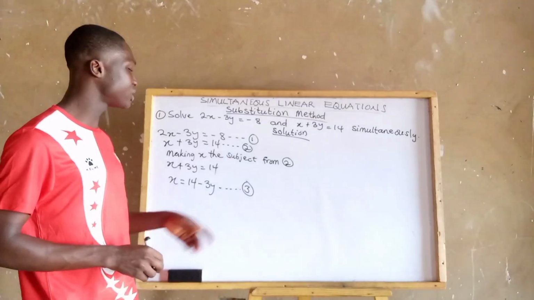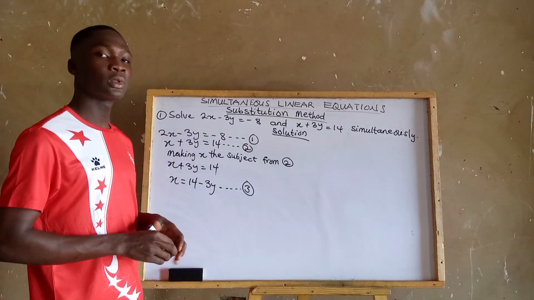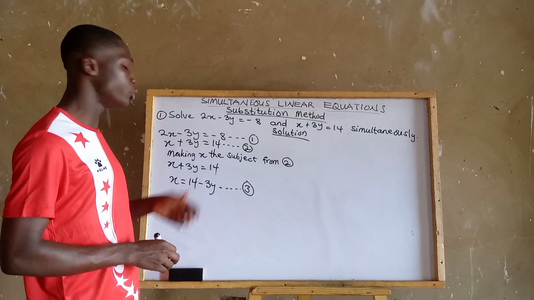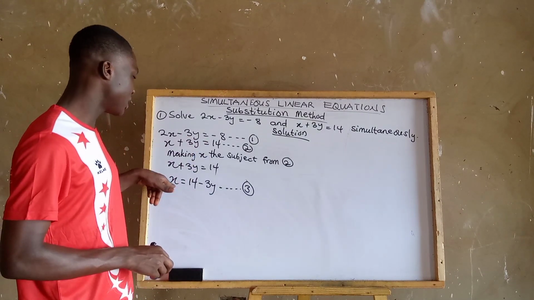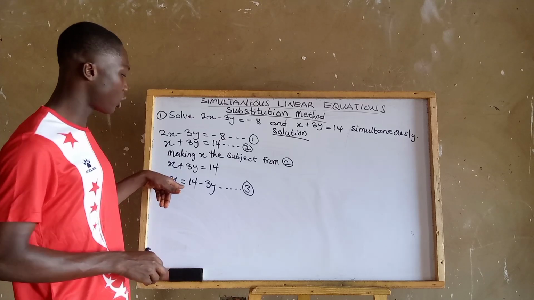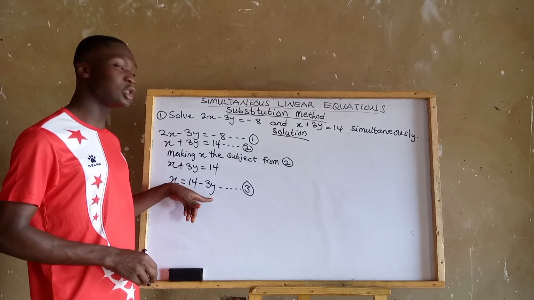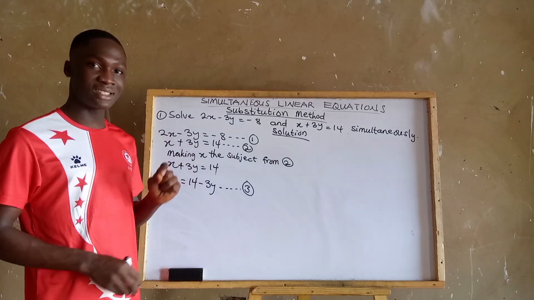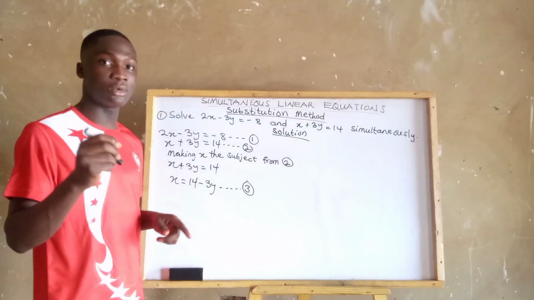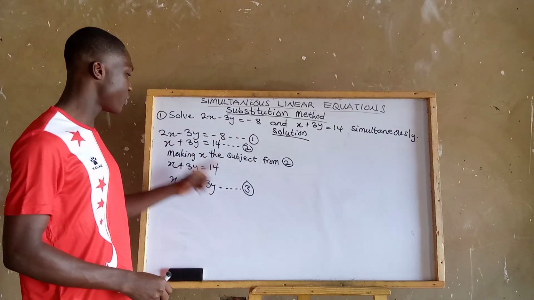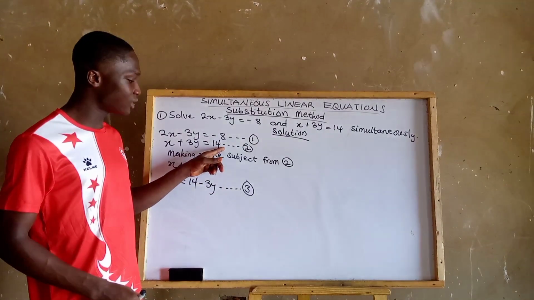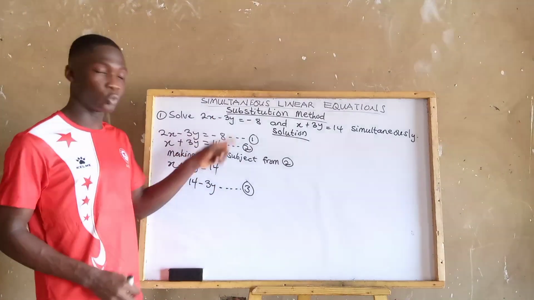Now we will put equation 3 into equation 1. But you can't put equation 3 into equation 2 because equation 3 was derived from equation 2. We made x the subject from equation 2, so you can't put x, which is equal to 14 minus 3y, into equation 2 again. Instead, you can put it into equation 1. If we made x the subject from equation 1, then you would put equation 3 into equation 2. And since it came from equation 2, you have to put equation 3 into equation 1.